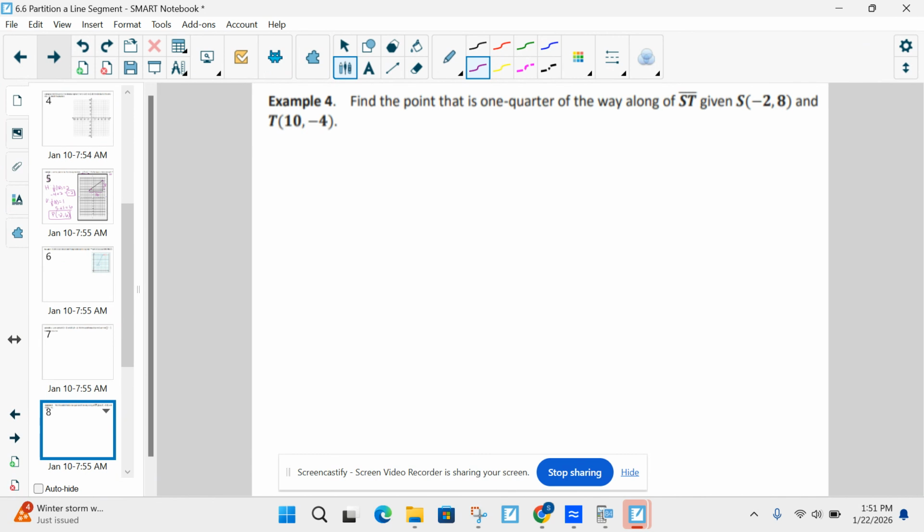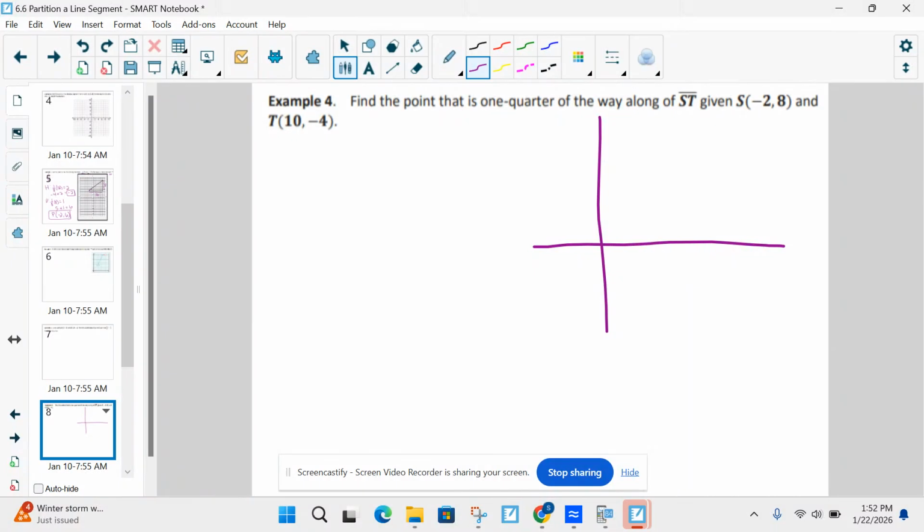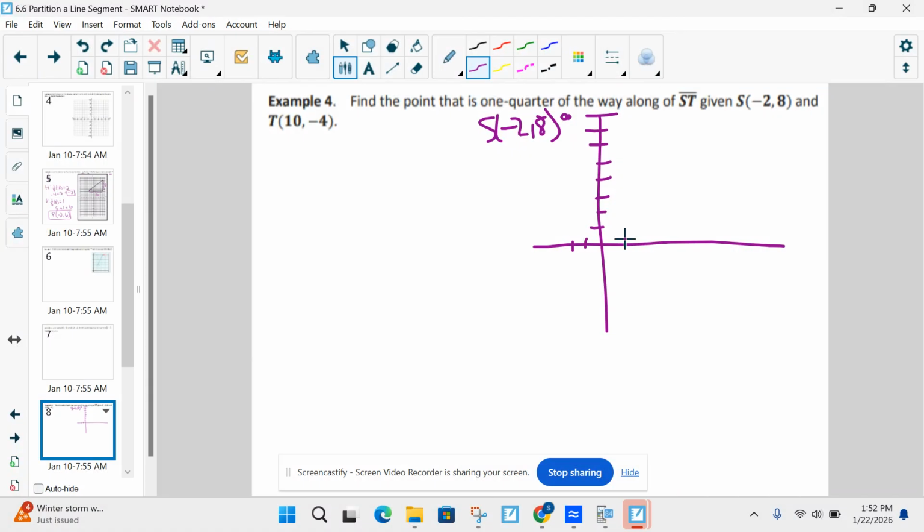So this one I'm going to show you how to sketch it. And you don't have to sketch them. You could just do them all on the graph paper, but sketching it might be quicker, and it's not like it has to be accurate because you just have to be able to count from one coordinate to another in your head. Or subtract. You're just subtracting the coordinates to figure out the distance. So -2, 8 is point S. I do like to label my points. And then 10, -4.